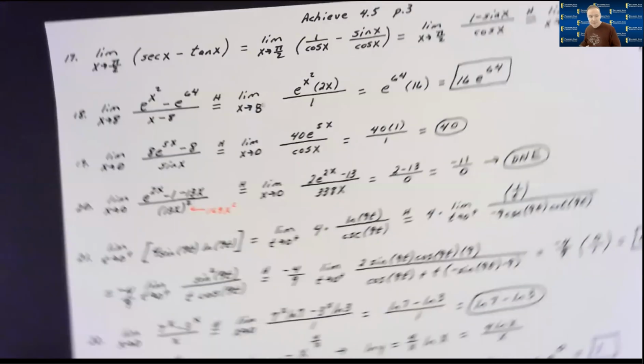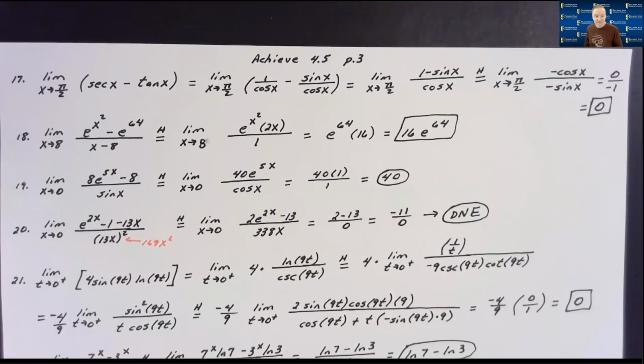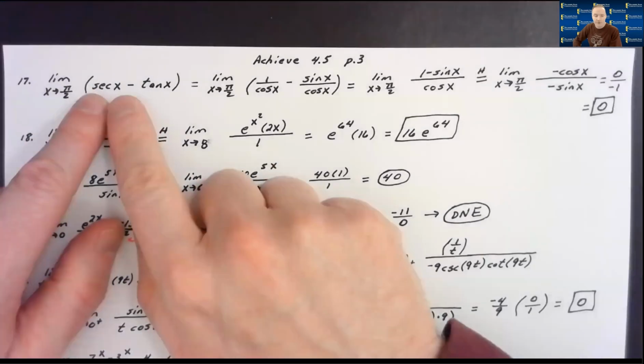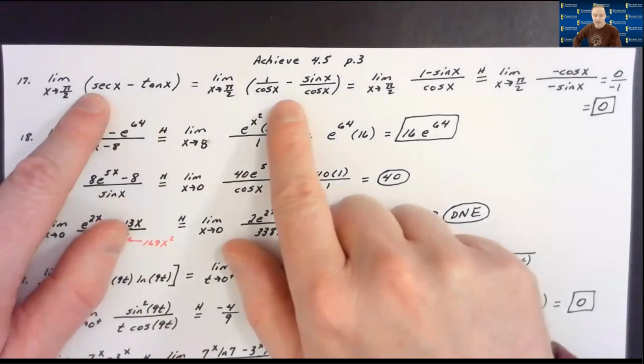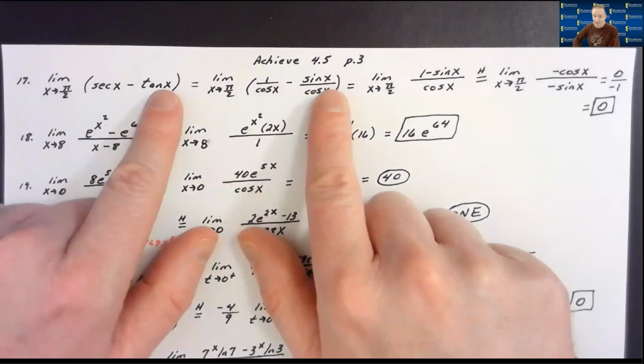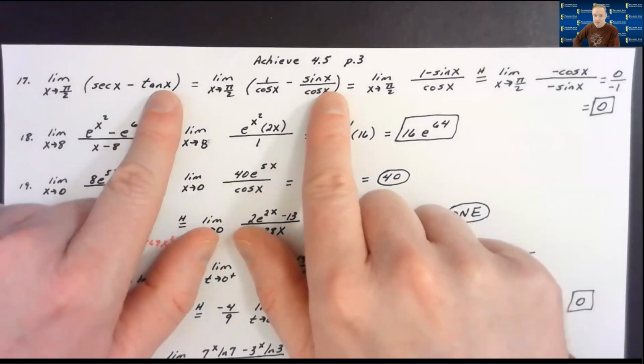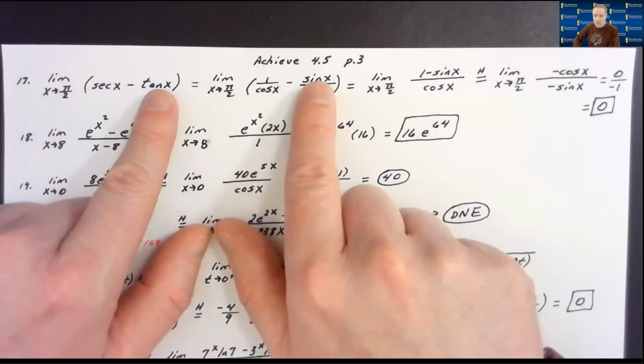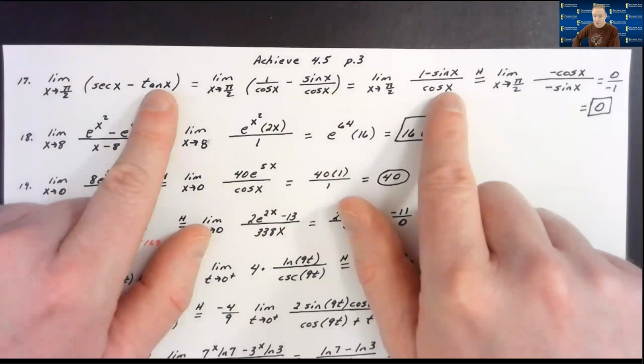That's number 17. We have the limit as x approaches pi over 2, and I have a secant x minus tangent x. So you can say, okay, L'Hopital only applies to fractions, so I need to try to make a fraction in this problem. Well, we can do that. The first thing I'll do is I'll say, well, the secant's the same thing as 1 over cosine. Tangent's the same thing as sine over cosine. As soon as I do this, I can say, well, they already have a common denominator, so I can go ahead and combine my numerators and say this is 1 minus sine x over cosine x.